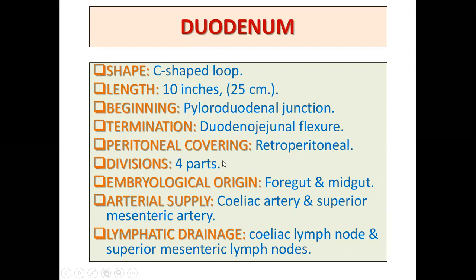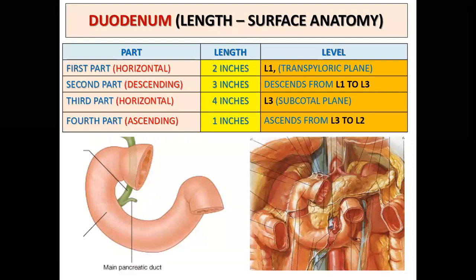It is divided into four parts. We'll talk about that. Embryological origin: it develops, as we already saw, from the foregut and midgut. So the arterial supply will be from two arteries: the artery of the foregut, that is the celiac artery, and the artery of the midgut, that is the superior mesenteric artery. Similarly, the lymphatic drainage is from two parts: the celiac lymph nodes, draining the foregut, and the superior mesenteric lymph nodes, draining the midgut. So the origin, the blood supply, and the lymphatic drainage will be similar to that of its origin.